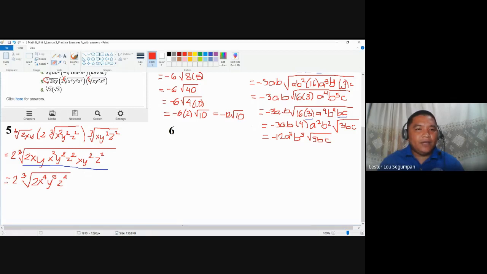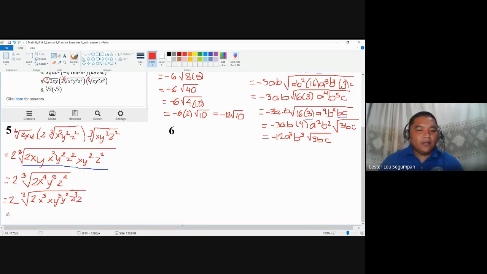So you have here 2 and pick the perfect cubes. Since 2 is not a perfect cube, it stays as it is. X to the power of 4 has x cubed and another x. Y to the power of 5 has y cubed and y squared. And z to the power of 4 has z cubed and another z.